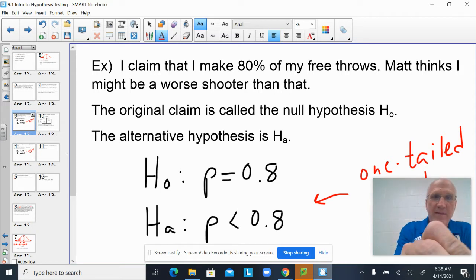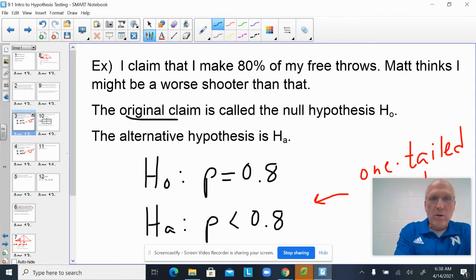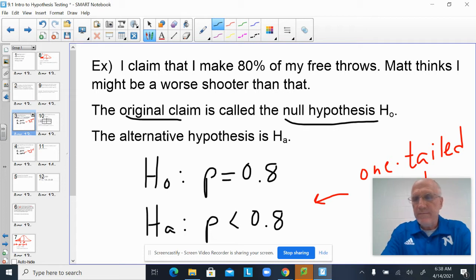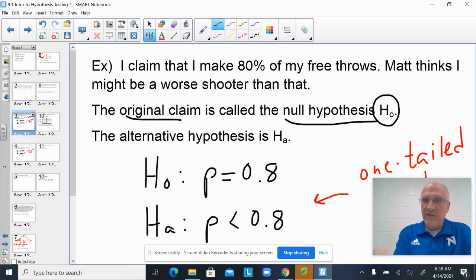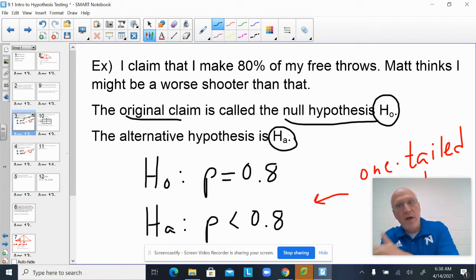The original claim is, in fact, I kid you not, called the null hypothesis, without the K. Null meaning like no change, or like the original. The abbreviation is H sub 0, and yes, we're going to call that the HO, as awkward as that might sound. Then the alternative hypothesis we abbreviate with H sub A. I'm going to call that the HA. So we have the HO and the HA. The null hypothesis is H sub 0, and the alternative hypothesis is H sub A.